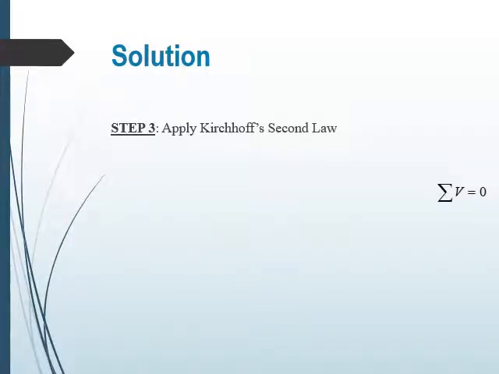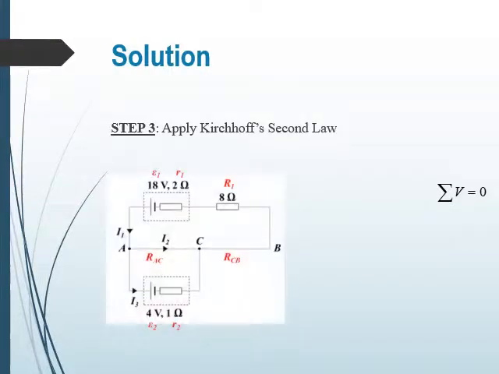We are not done with step number 3 yet. So let us continue with the second loop. As usual, let us begin with summation V equals 0. So this is the diagram, and I'm going to choose the lower loop as my loop number 2 now. And once again, you need a starting point. So I'm going to choose the top right corner as a starting point.